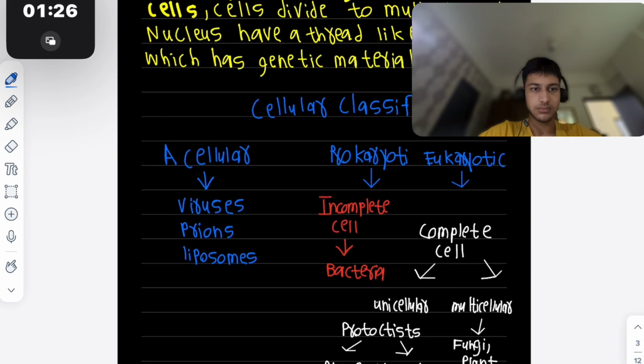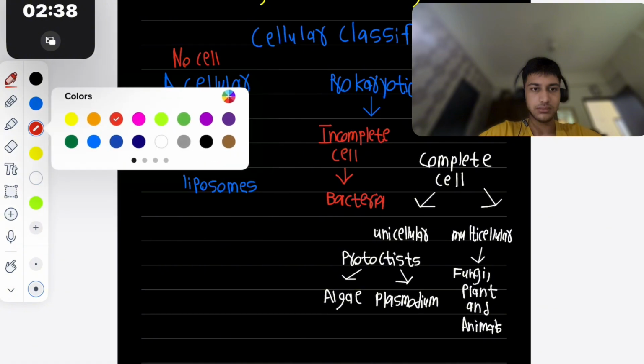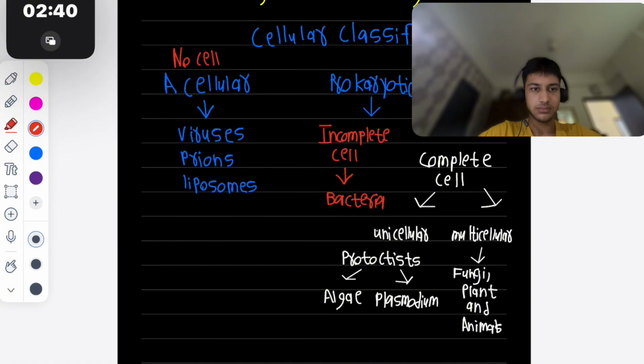Alright, then we have the cellular classification. We have three types of cell: acellular, prokaryotic, and eukaryotic. Alright, so the acellular is the one which has no cell. Prokaryotic, we have an incomplete cell. It does have a cell, but it has an incomplete cell, as you all can see.